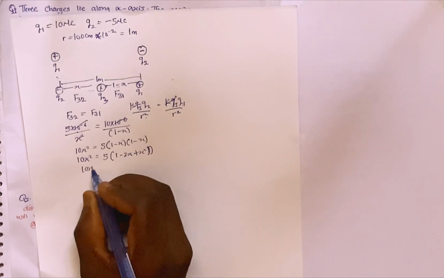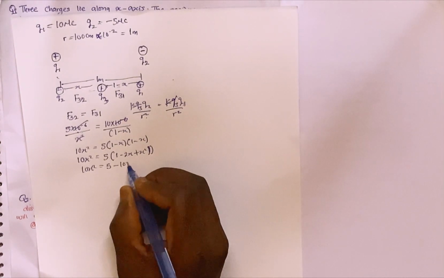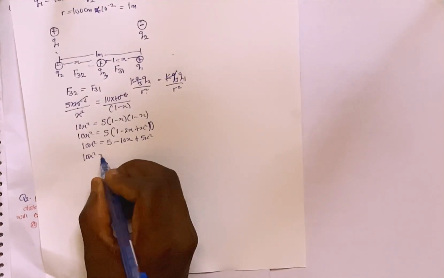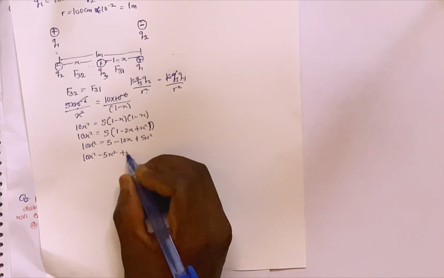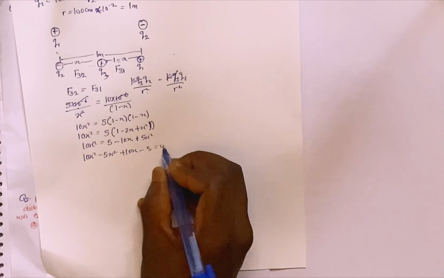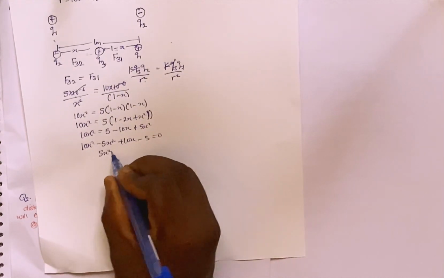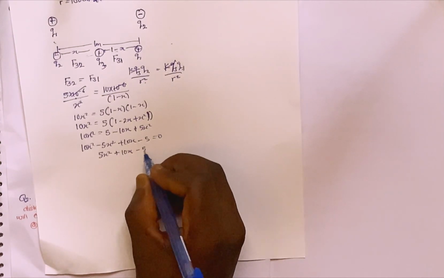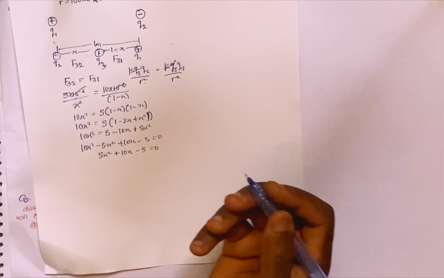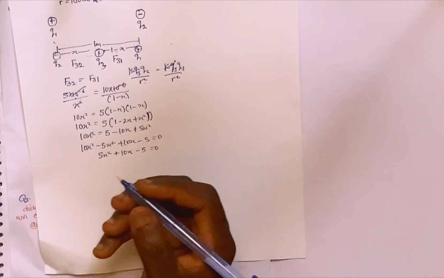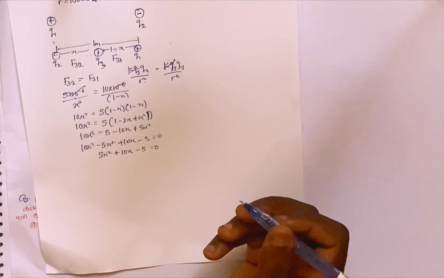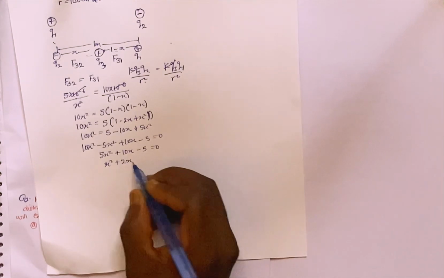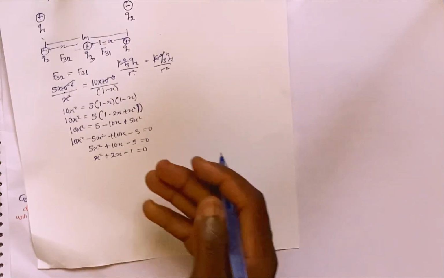That's just 10x squared equals 5 minus 10x, then plus 5x squared. So in this case, you're going to have 10x squared minus 5x squared, then plus 10x minus 5 equals 0. So here I'm going to have 5x squared plus 10x minus 5 equals 0. So I can still choose to divide all through by 5. Dividing all through by 5, I'm going to have x squared plus 2x minus 1 equals 0.